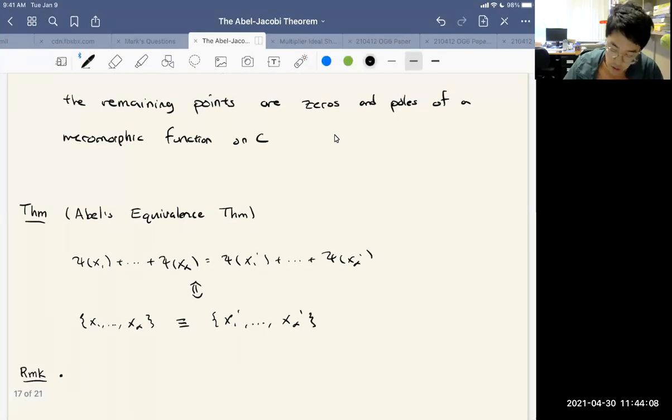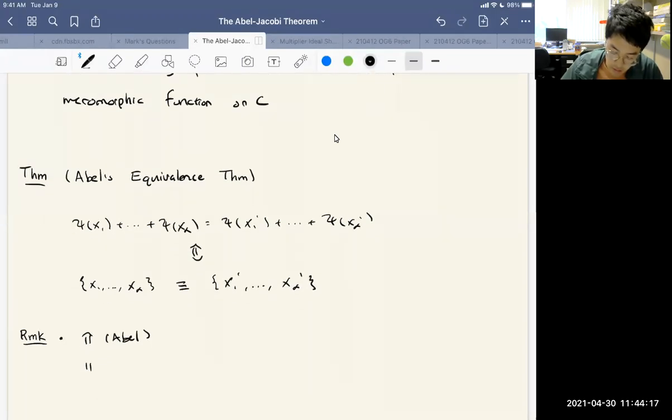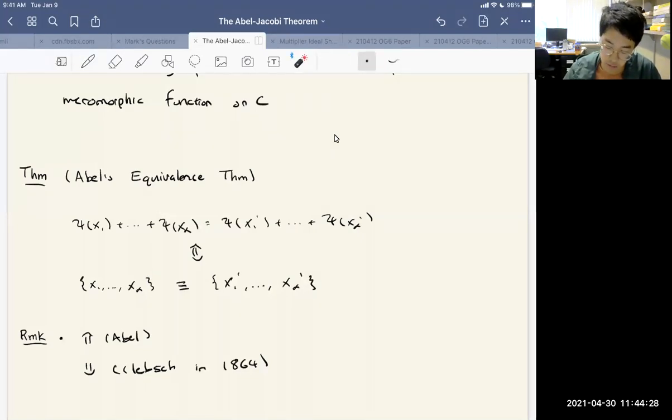So Abel actually only proved half of this theorem. Abel proved the up direction, and the down direction was proved by Clebsch in 1864. But together, they're known as Abel's equivalence theorem, even though Abel only had half.